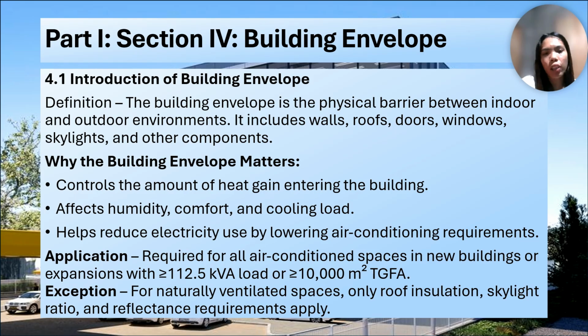For application, it is required for all air-conditioned spaces in new buildings or expansions with a load greater than or equal to 112.5 kVA or greater than or equal to 10,000 m² TGFA. It ensures large buildings comply with minimum energy efficient design. As an exception, for naturally ventilated spaces, only roof insulation, skylight ratio, and reflectance requirements apply. Air-conditioned spaces require stricter insulation and air tightness.